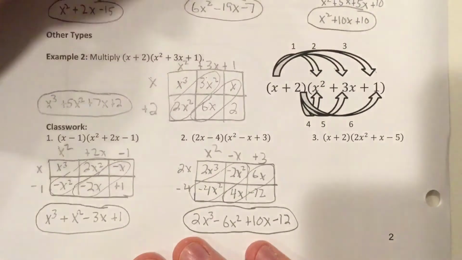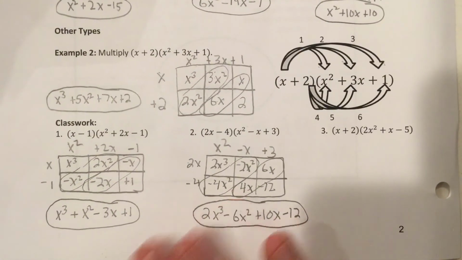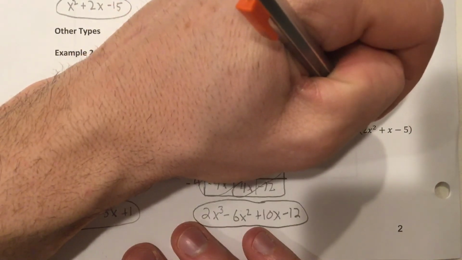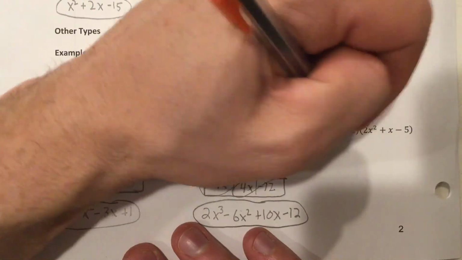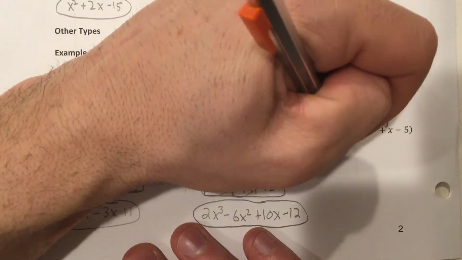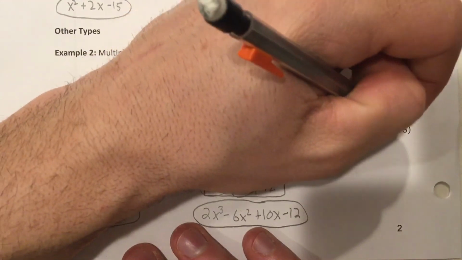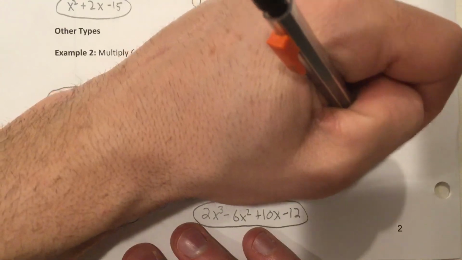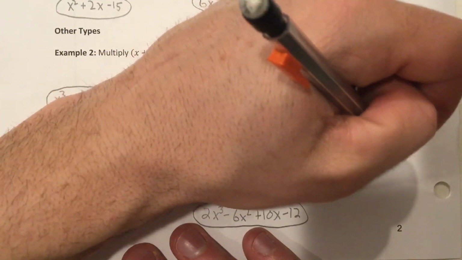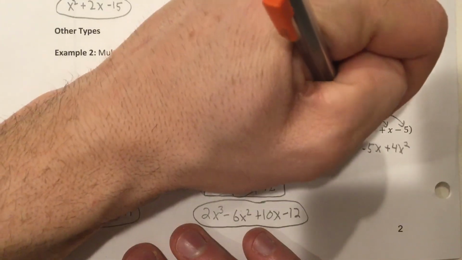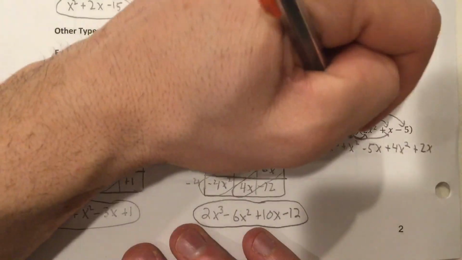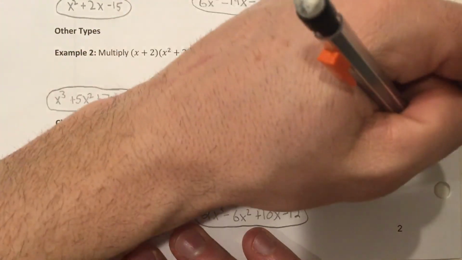And again, I'll do this number 3 then as the triple distribute. If you want to do it this way, you can take the x times all the terms. So x times 2x squared is 2x to the third. X times x is plus x squared. X times negative 5 is negative 5x. Then I have to take the 2. 2 times 2x squared is 4x squared. 2 times x would be plus 2x. And 2 times negative 5 would be negative 10.